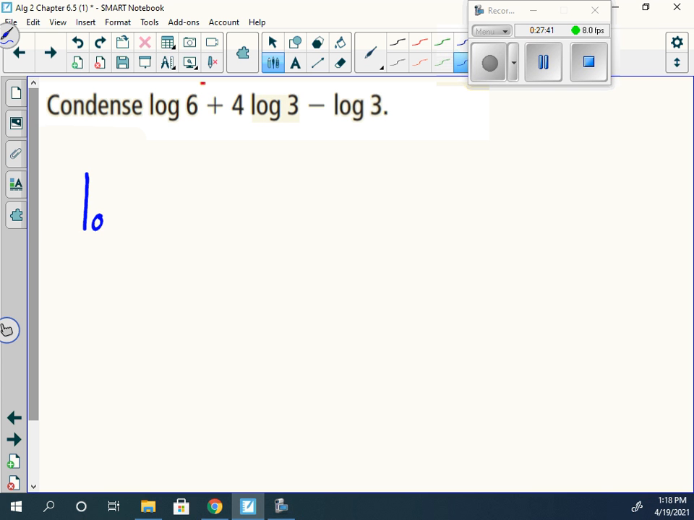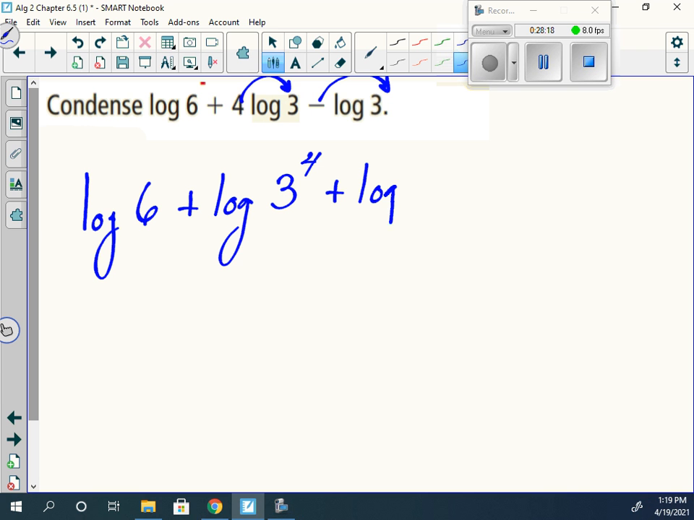Well, as we saw in the last one, for log of 6 there's no powers to utilize. We can't utilize the power property because there's not a number in front of the log. But for log of 3, we can rewrite it as plus log of 3 to the 4th, because we can move that 4 from out front up into the exponent. Now we can also move the negative up into the exponent as well, which would give us plus log of 3 to the negative 1.